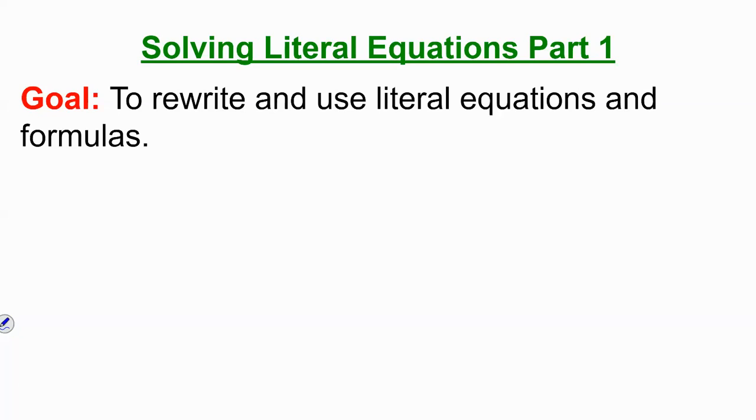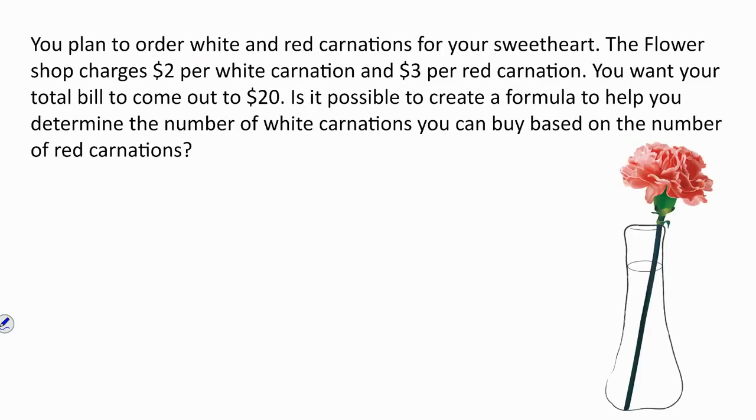In this video, we're going to start the process of working with literal equations. So let's begin by looking at a problem. You plan to order white and red carnations for your sweetheart. The flower shop charges $2 per white carnation and $3 per red carnation. You want your total bill to come out to be $20.